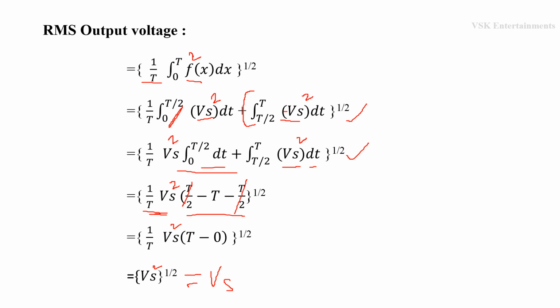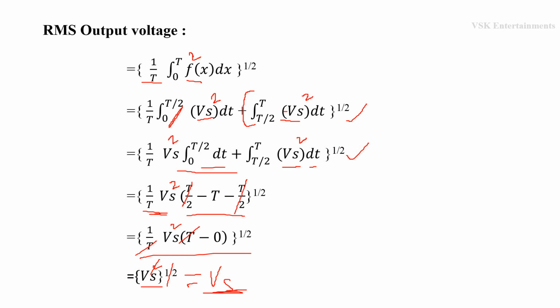After cancellation we get 1 by T Vs square into T minus 0, whole power 1 by 2. Here T gets cancelled and we get Vs square whole power 1 by 2. Again square and root cancel, and we have Vs. Vs is the RMS output voltage for the full bridge inverter. In case of the half bridge inverter, we get Vs by 2 as the RMS output voltage.